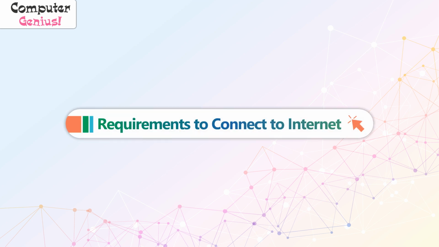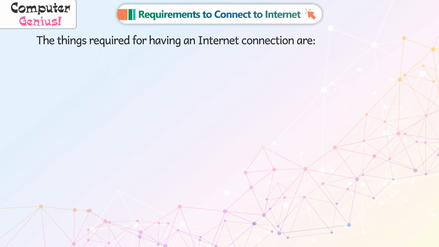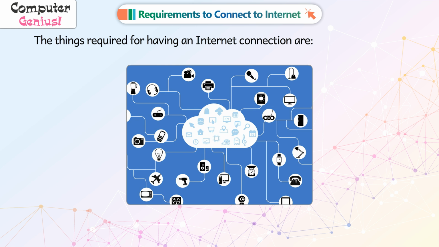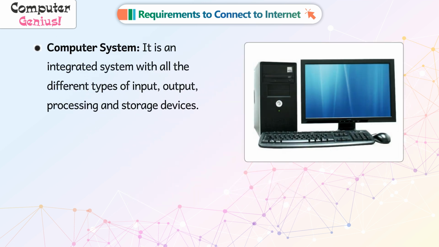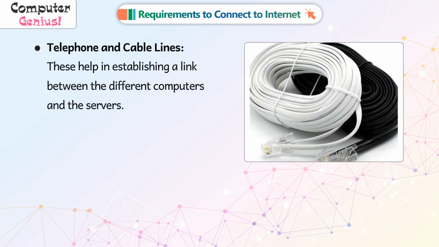Requirements to connect to Internet. The things required for having an Internet connection are: computer system. It is an integrated system with all the different types of input, output, processing and storage devices. Telephone and cable lines. These help in establishing a link between the different computers and the servers.